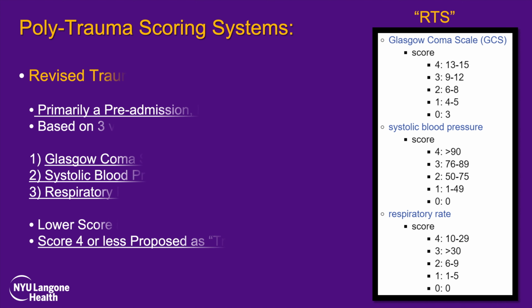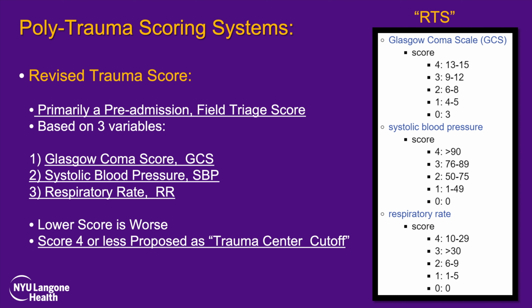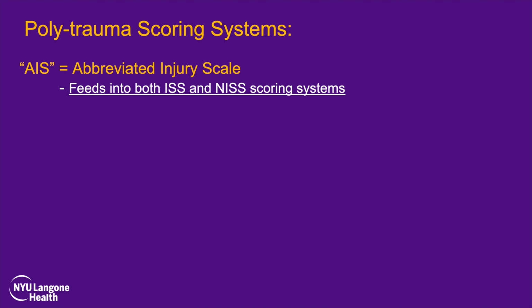The RTS essentially is something used in field trauma. It's based on GCS, blood pressure, and respiratory rate. You don't need to know these numbers, but if the RTS is raised, it's a question that's based on that Glasgow Coma Score, the number 1 predictor of mortality in the ER, the blood pressure, and the respiratory rate. If you get a score of 4 or less, it's been proposed that those patients should go to a level 1 trauma center. So that's the RTS.